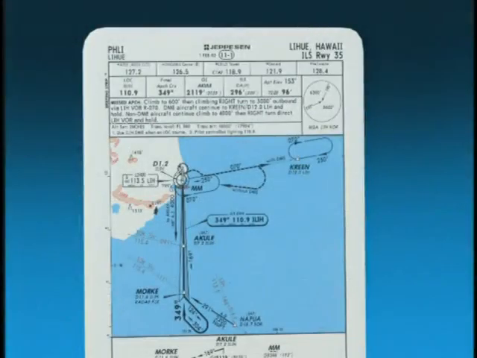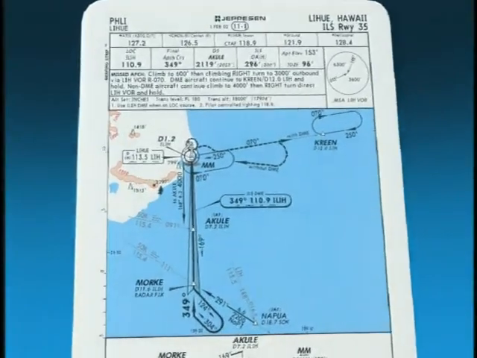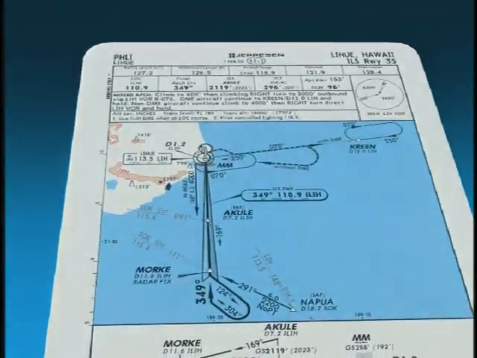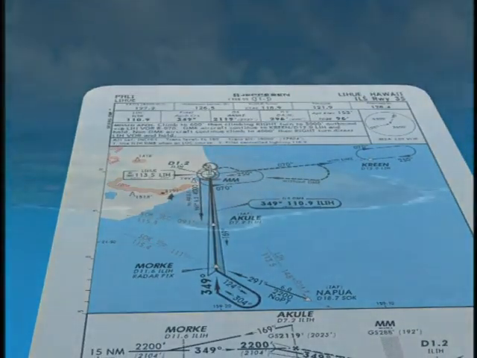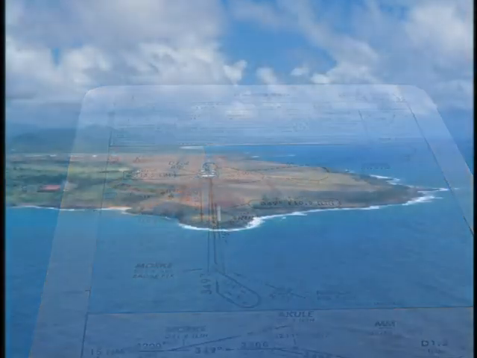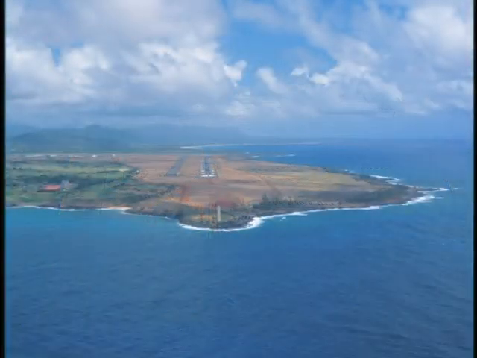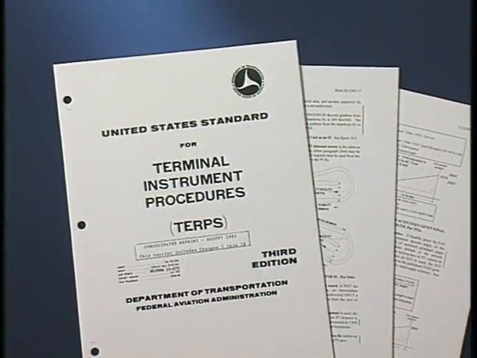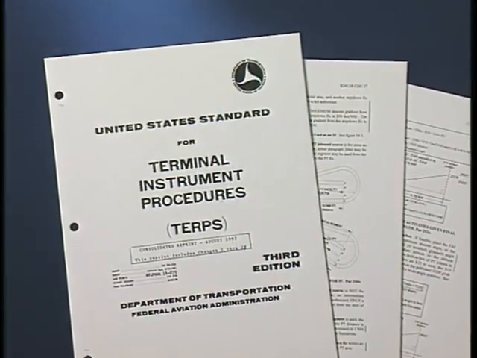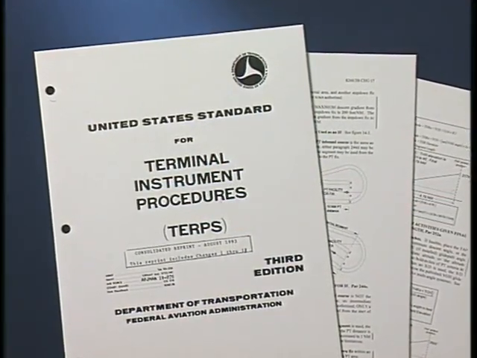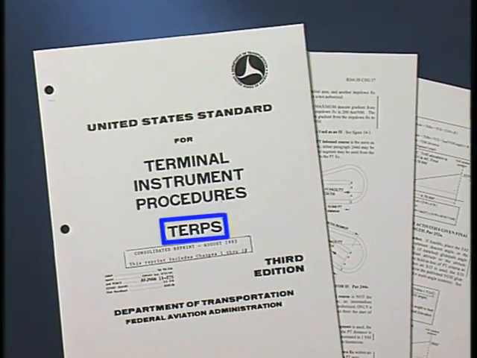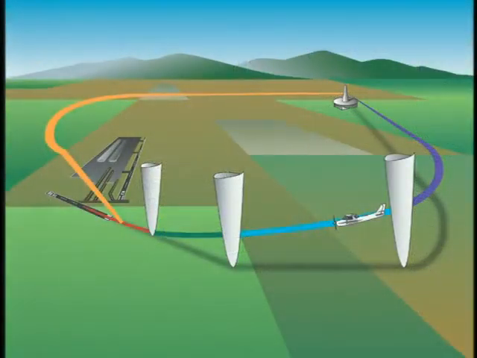Standard Instrument Approach Procedures, or IAPs, allow you to safely descend by instrument reference from the en route structure to a point near the runway where a landing may be made visually. All instrument approach procedures in the United States are based on U.S. terminal procedures, commonly referred to as TERPs. TERPs outlines the criteria used to develop instrument approach procedures.